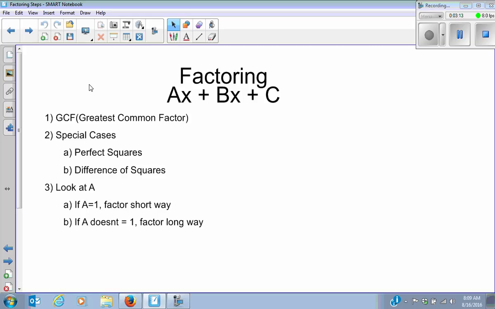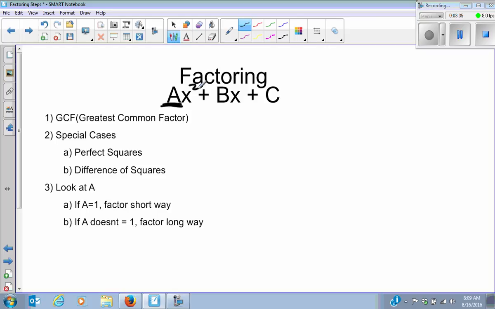So we go through, we find a GCF, no, it doesn't work. We go through, it's not any of these special cases. We then look at what? When I say look at A, up here on the board, there's A right here. That's what I'm referring to when I say look at A. The number in front of x squared, that's called the coefficient in front of the x squared.